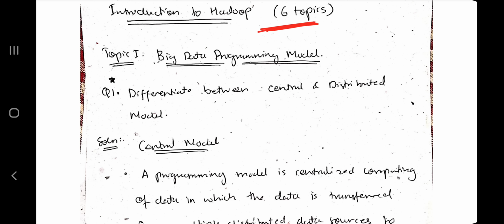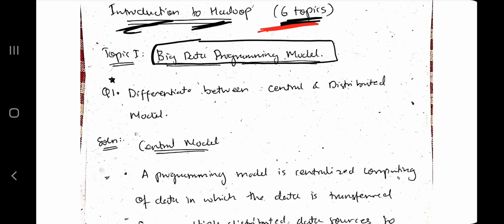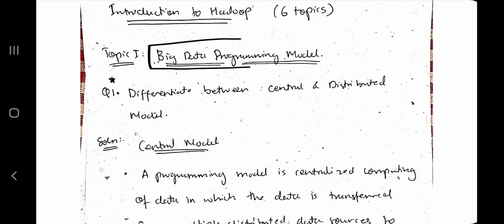In this module there are totally 6 topics. In the topic introduction to Hadoop there are total 6 subtopics. I'll be covering each topic one by one. This is the first topic, which is the big data programming model. What do you understand by big data programming model? To handle big data there is a model, the programming model, whose key concepts you are learning.